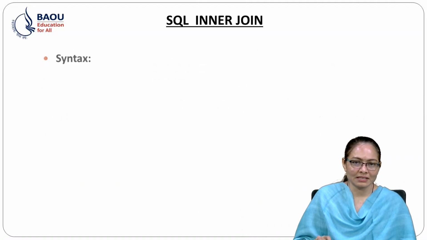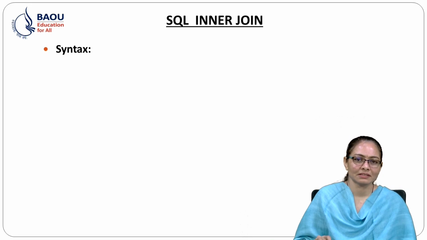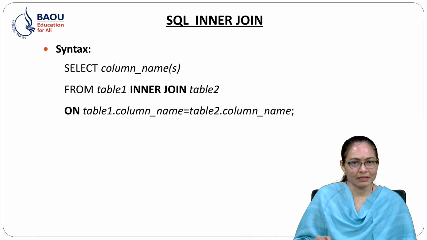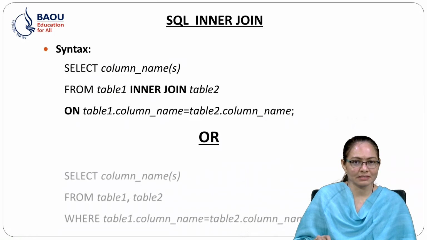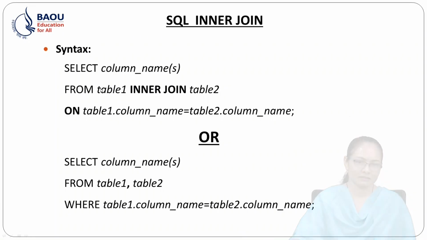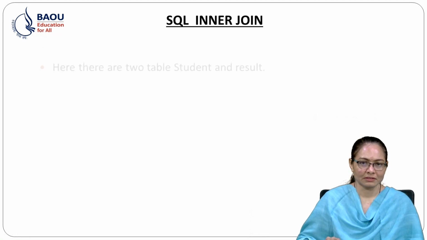Now see the syntax of the inner join. Select column names from table name 1 inner join table 2 on table 1 dot column name equals table 2 dot column name. Or the next is: select column names from table name 1 comma table name 2 where condition. In the first, we see the inner join is used. We can also write it like this, using a comma and a where condition.